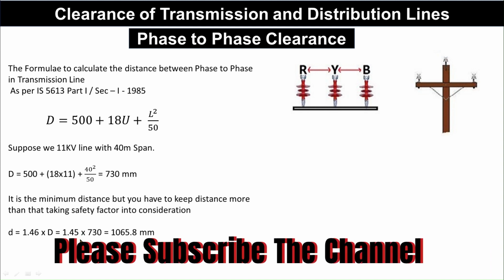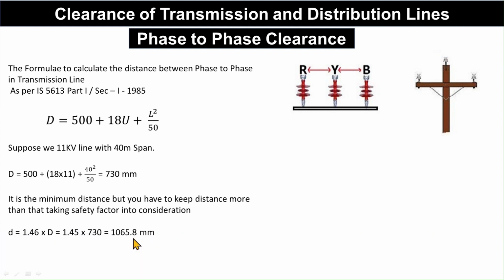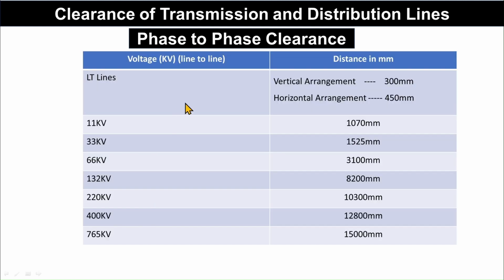It is 1.46 into 730, that is 1065.8 mm. That means the phase-to-phase clearance of an 11 kV line with a 40 meter span is 1065.8 mm. The phase-to-phase clearance of various transmission lines is, for LT lines we have two arrangements.